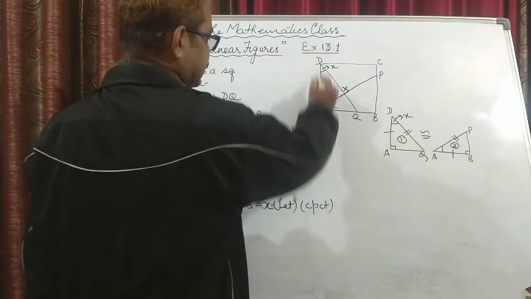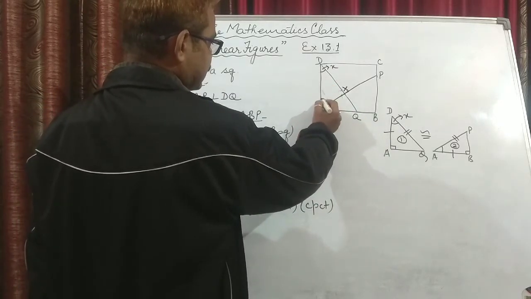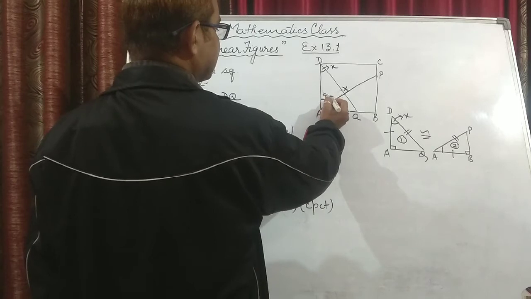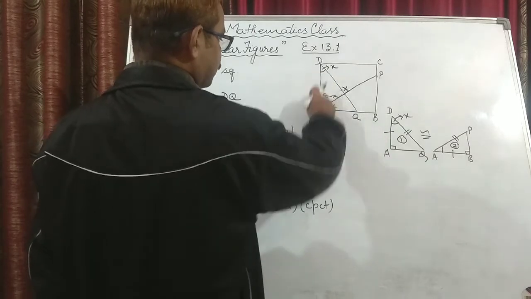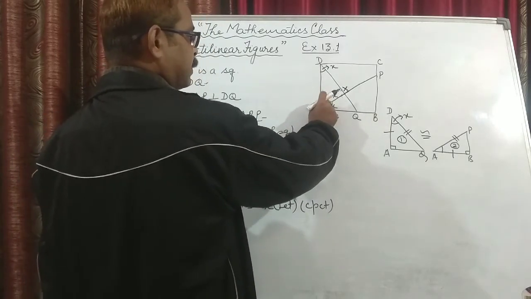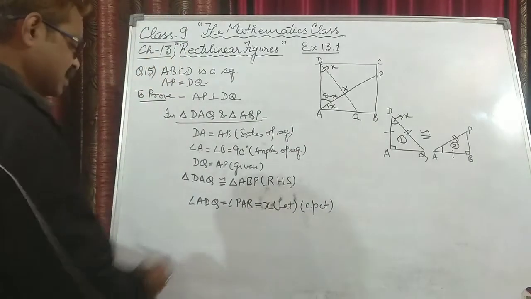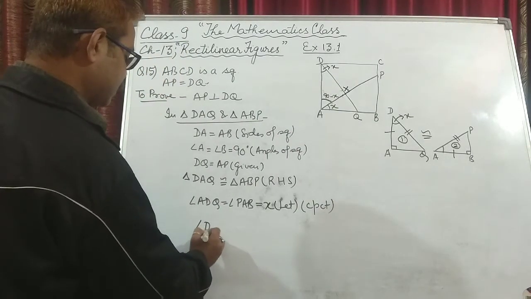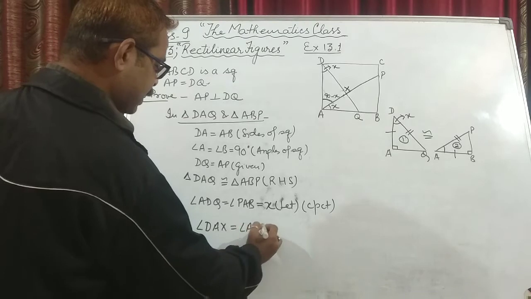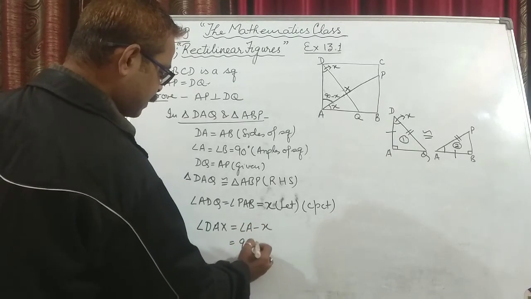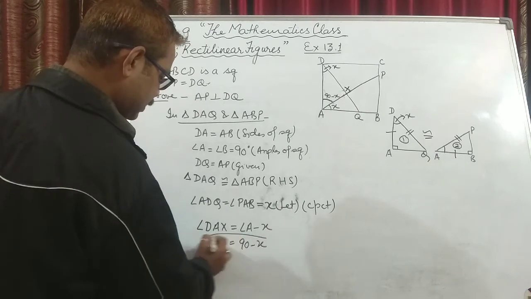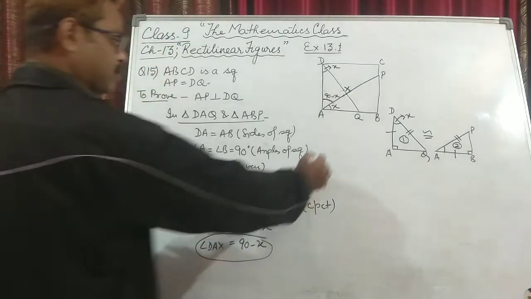Now, this angle is X, and at the same time this angle is also X. Total angle A is 90 degrees. So this left part will be 90 minus X. Why 90 minus X? Because this total angle is 90, and this is X, so this will be 90 minus X. It means I can say that angle DAX will be angle A minus X. Angle DAX is 90 minus X, and this is the most important part of the question.